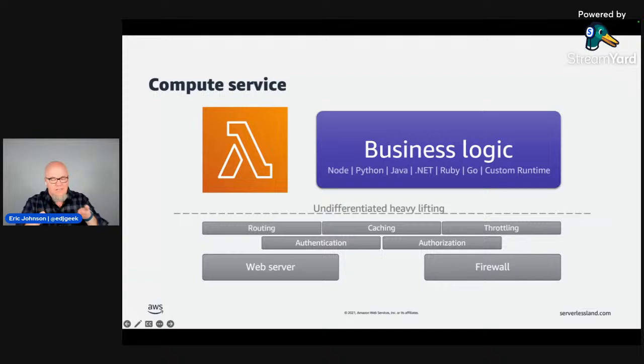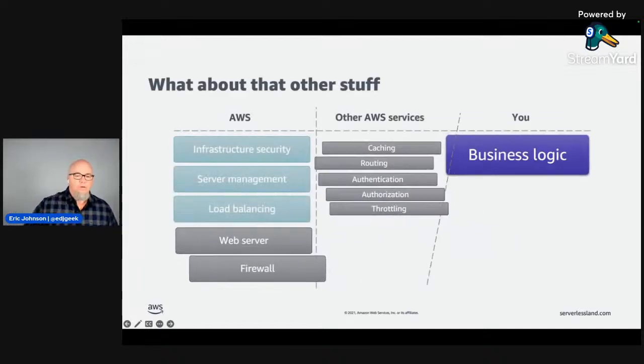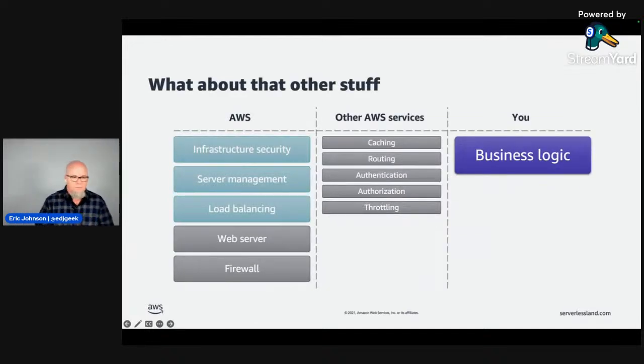So the idea here is we have a service where, literally, you give us the business logic you want to run, and we'll handle all the routing, caching, throttling, authentication, authorization, web server firewall, and all the other stuff around that. And you're going, okay, Eric, I see you've got that, but how's that other stuff going to be handled? Well, it's kind of cool. AWS is going to handle, like I already said, infrastructure security, server management, load balancing, web server firewall.